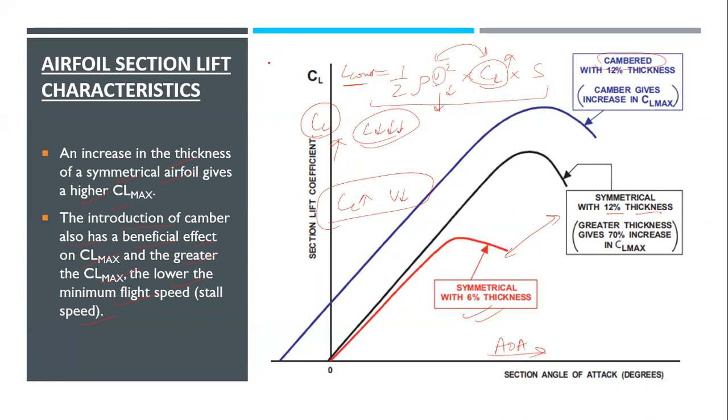The formula is V stall new is equal to V stall old into the square root of the new weight divided by old weight. So in this equation you can put the weights of the aircraft. This is the new one, this is the old one. In simple terms, VSN equals VSO times the square root of new weight divided by old weight. Put this, you will find the answer. But this is the chapter on stall, which we're not discussing right now.